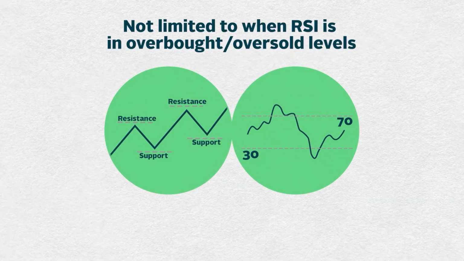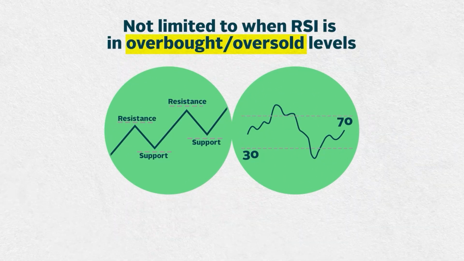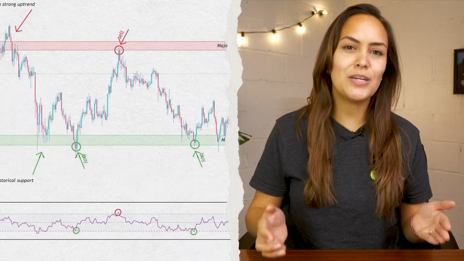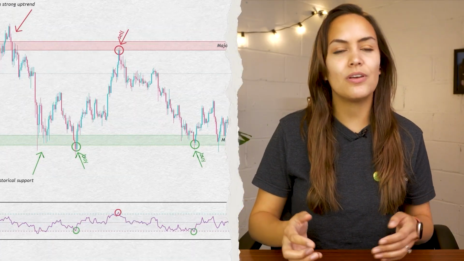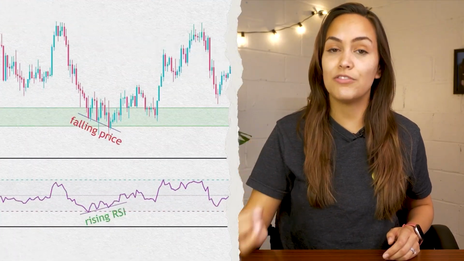It's also worth mentioning that the benefits of using support and resistance levels with RSI is not limited to only when RSI is in overbought and oversold levels. On the same chart, there's also an example of a bullish RSI divergence that occurred at the support, which had a good playout. This also applies to the RSI 50 level for joining in on a trend.